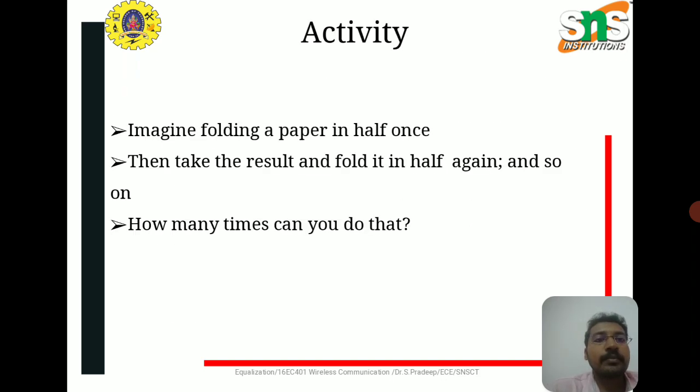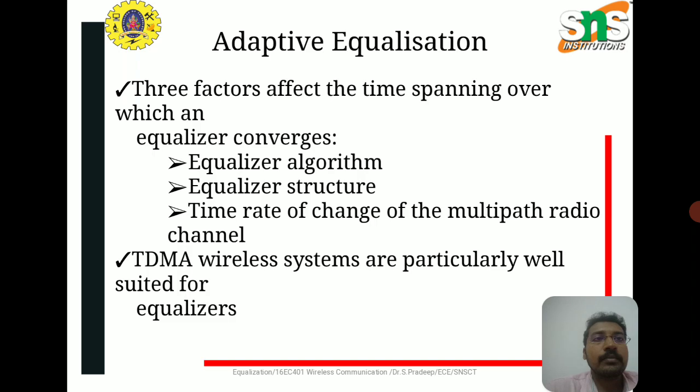Activity. Three factors that affect the time span over which an equalizer converges are the equalizer algorithm, equalizer structure, and time rate of change of the multipath radio channel. TDMA wireless systems are particularly well suited for equalizers.